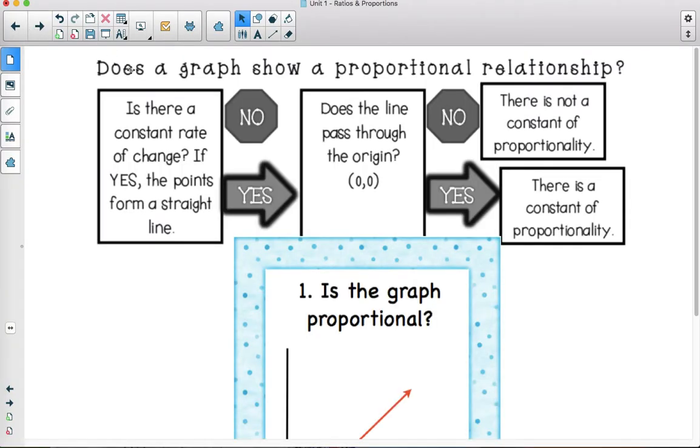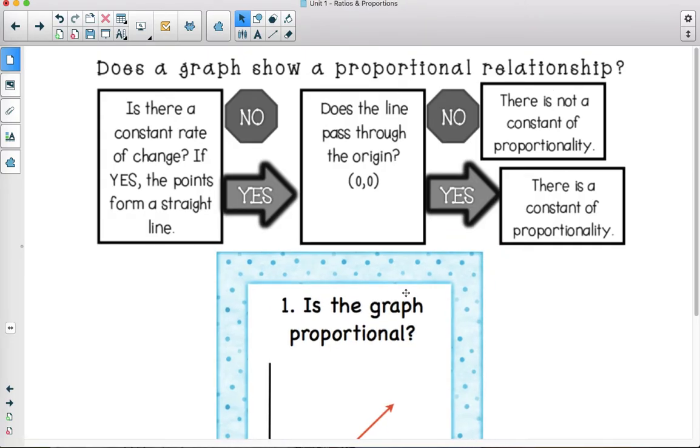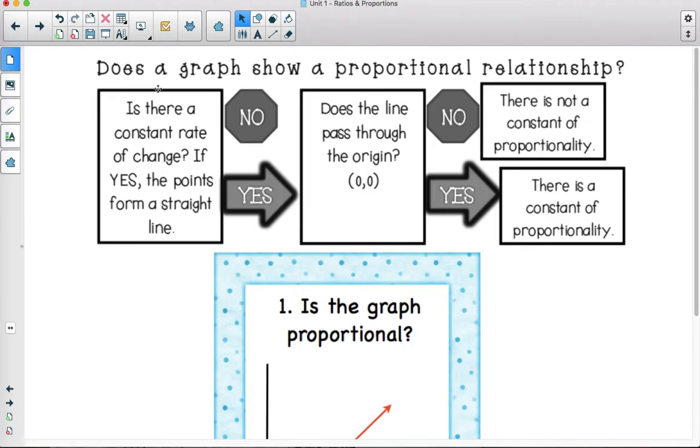This is a flow chart, and it shows us how to determine if a graph is proportional or has a proportional relationship just by looking at the graph. So if you look at this flow chart, the first question says, is there a constant rate of change? This means the points form a straight line.